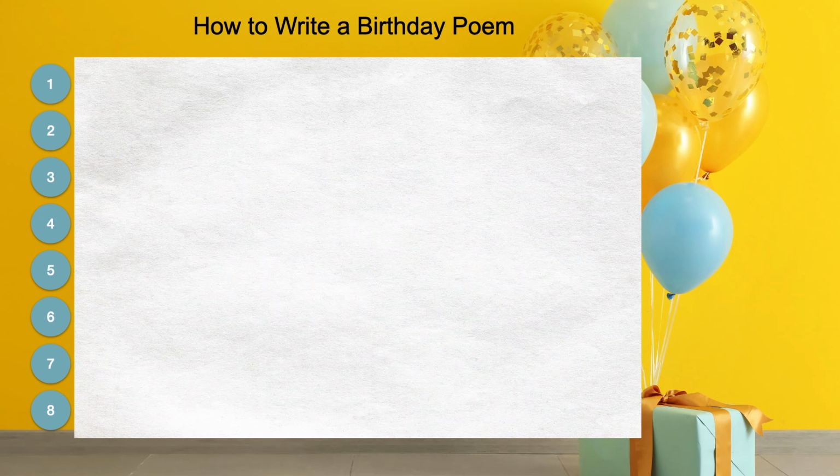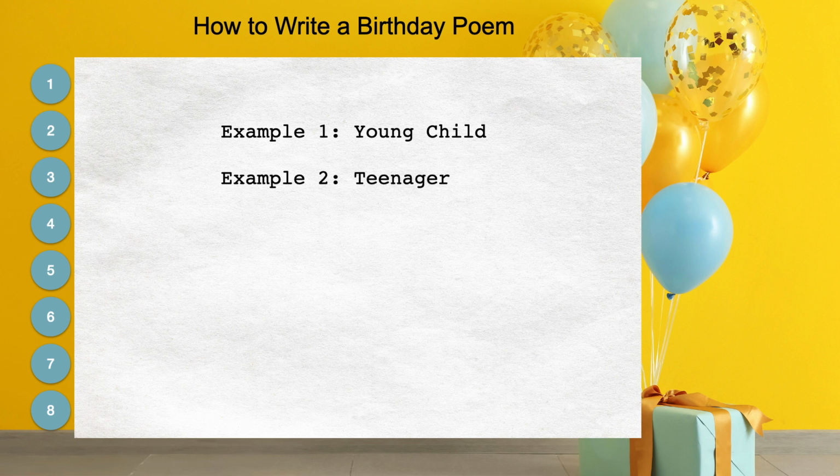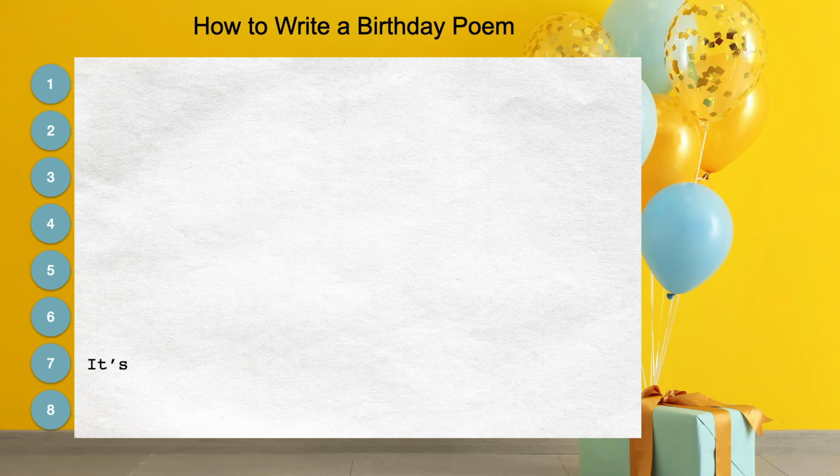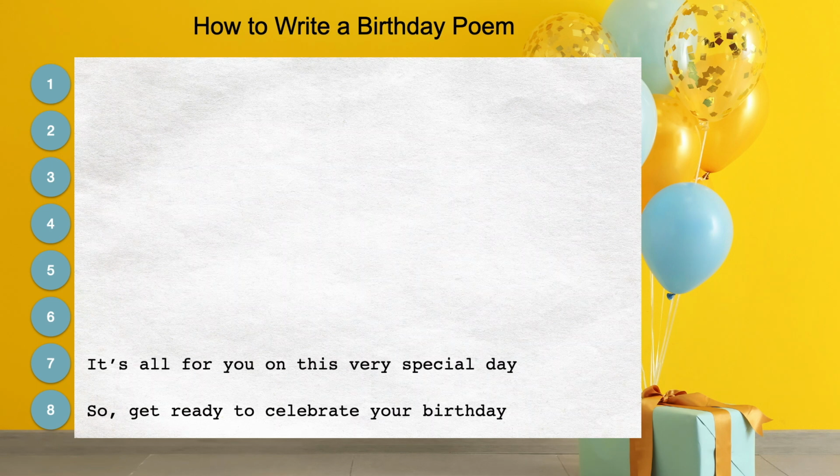In this tutorial, I'm going to show you 3 examples of an 8-line birthday poem which is tailored toward 3 different age groups: a young child, a teenager, and an adult. I use a common theme in each poem but explore variations on that theme. I'm keeping the last 2 lines the same for all 3 examples.